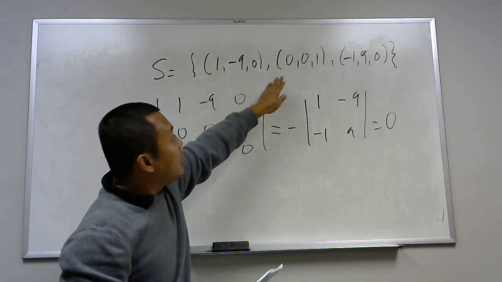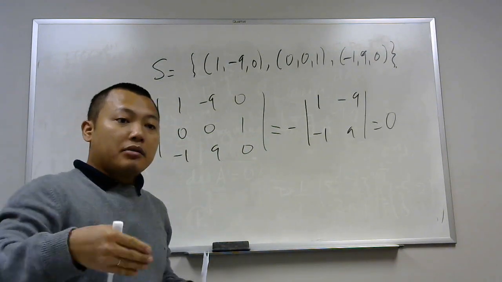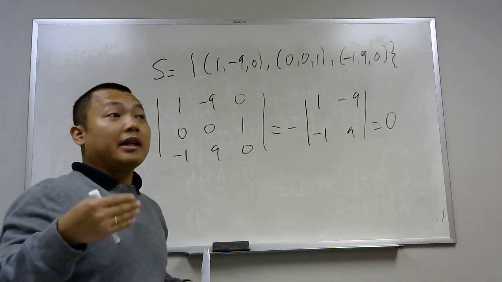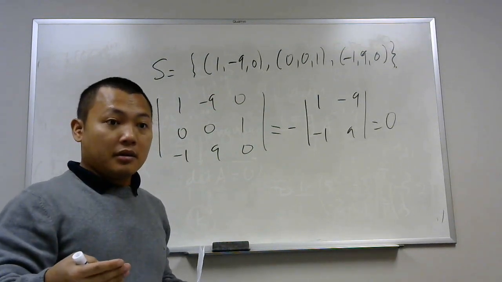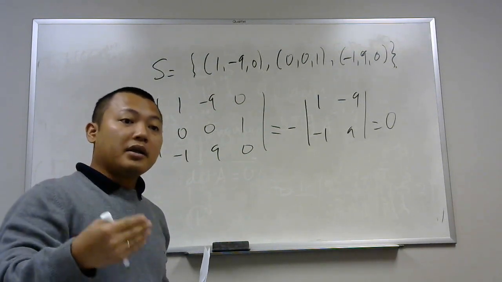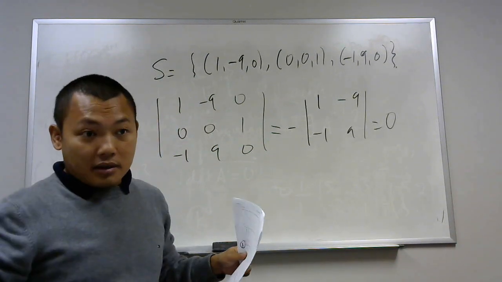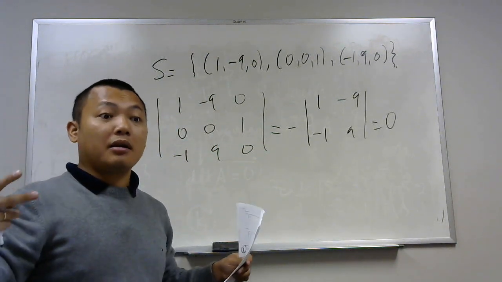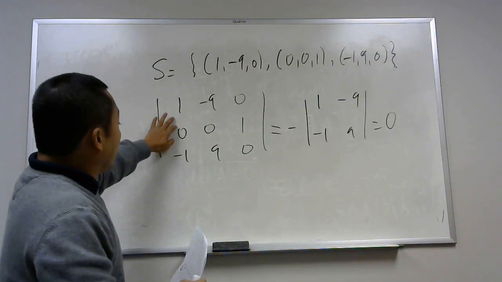I wrote them in the row form because when I use elementary row operations, the row space does not change. So that's why in the row echelon form we can use the non-zero rows to form a basis of the row space. Alright? So let's make the row echelon form of this.